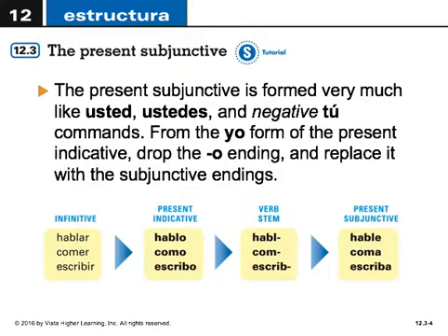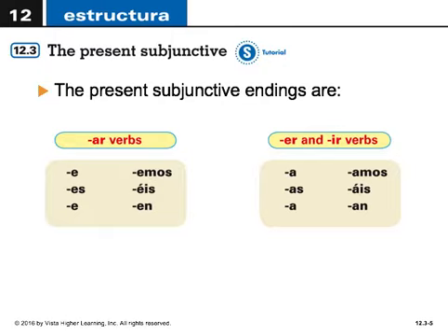The present subjunctive is formed very much like the usted, ustedes, and negative tú commands. From the yo form of the present indicative, we simply drop the o ending and replace it with the opposite ending, or subjunctive endings. For AR verbs, it's an E, and for ER and IR verbs, it's an A. For example, hablar becomes hable, comer becomes coma, escribir becomes escriba.